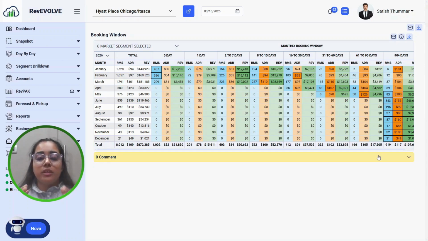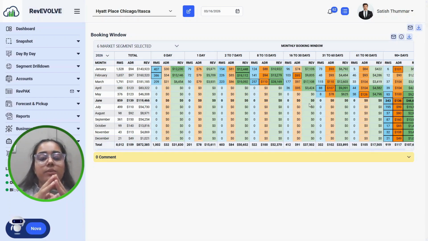But the monthly view alone doesn't tell us which specific arrival dates created that pattern, right? And that's where the day-to-day booking window becomes important. The daily view breaks the data down by individual arrival date, allowing us to see exactly which dates are driving those booking patterns. So, in simple terms, the monthly view tells the story and the daily view explains the details behind that story.